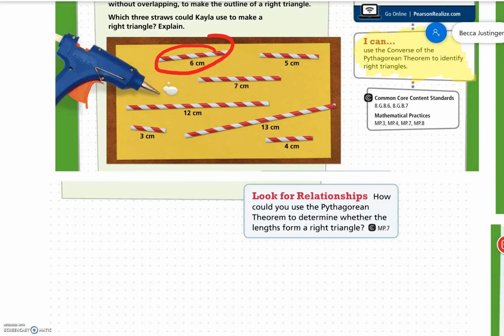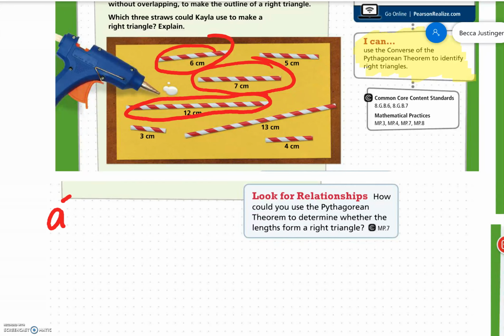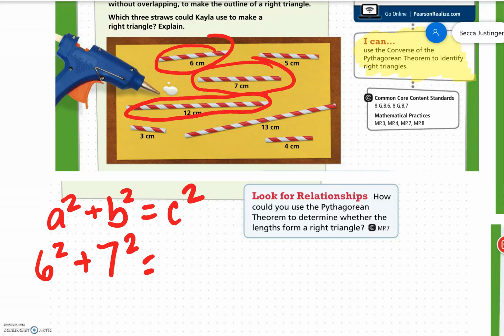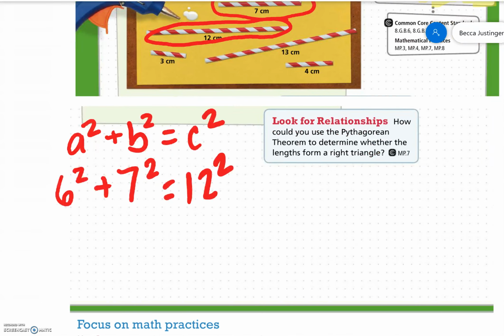6, 7, and 12? Well, if it was 6, 7, and 12, remember the Pythagorean theorem works with right triangles. A squared plus B squared equals C squared. 6 squared plus 7 squared equals 12 squared. I needed to have 12 be C because it was the longest side.